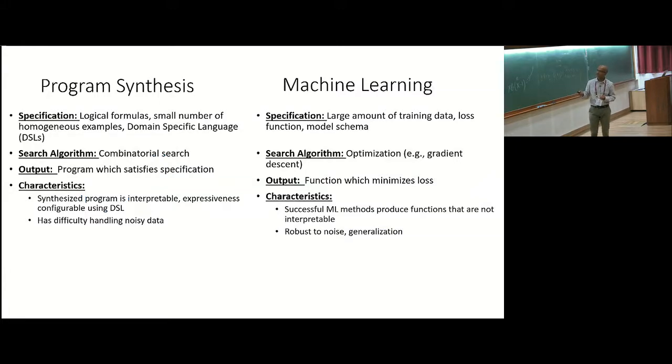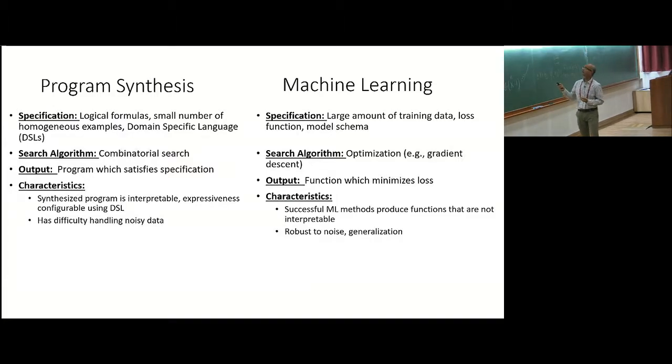In program synthesis, I think about specifications as logical formulas or a small number of examples. And the domain-specific language is also an input into the problem, which is the way in which you constrain the space of programs. In the machine learning space, you typically have a much larger amount of training data. Here you typically have only a small number of examples, sometimes 1 or 2. And you're also given a loss function, some schema. Here the search is a combinatorial search, and here it's a continuous optimization. The output here is a program which satisfies the specification, and here it's something that minimizes the loss.